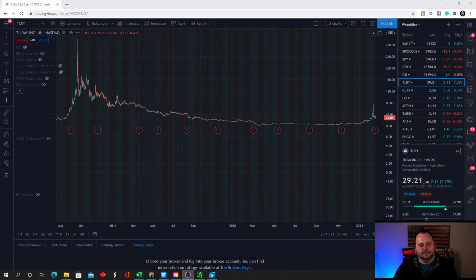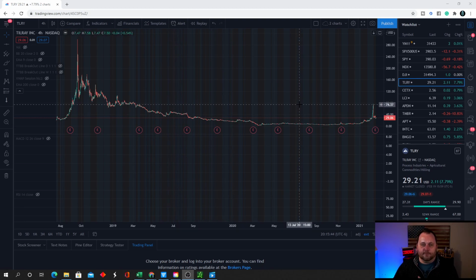Here we are. This is ticker TLRY, and I have it on the 4-hour chart. You can do this on any time frame, but if you find your support and resistance on a lower time frame, you need to trade on that time frame. I like to find support and resistances on the 4-hour chart. It just kind of makes things easier, and it gives me a better range to let my trade work around in.